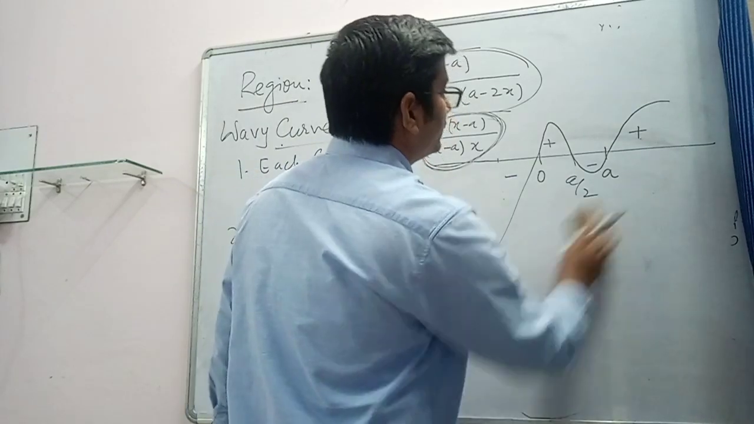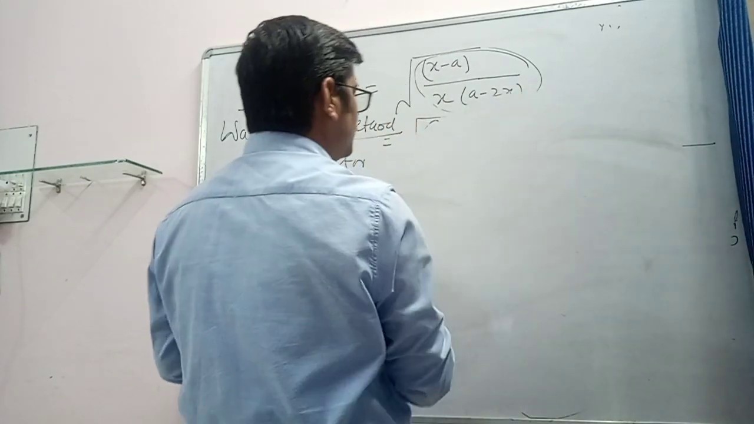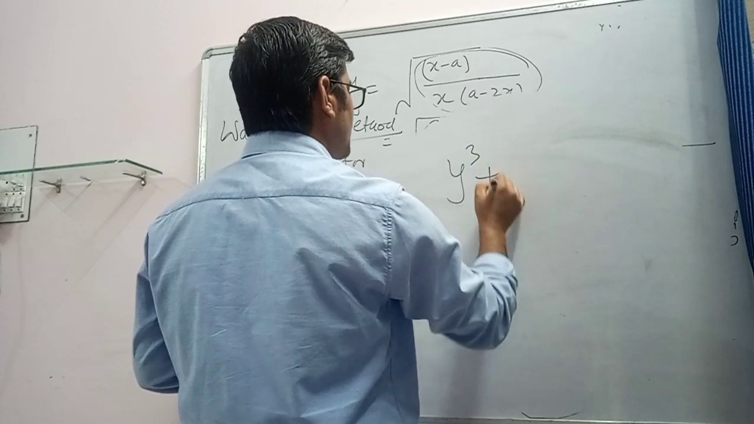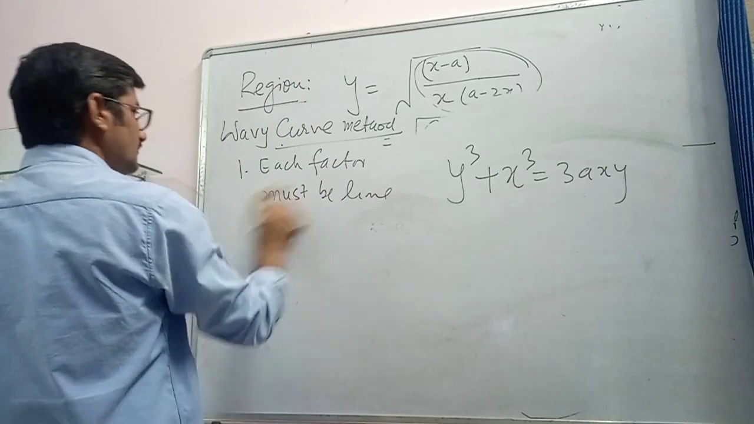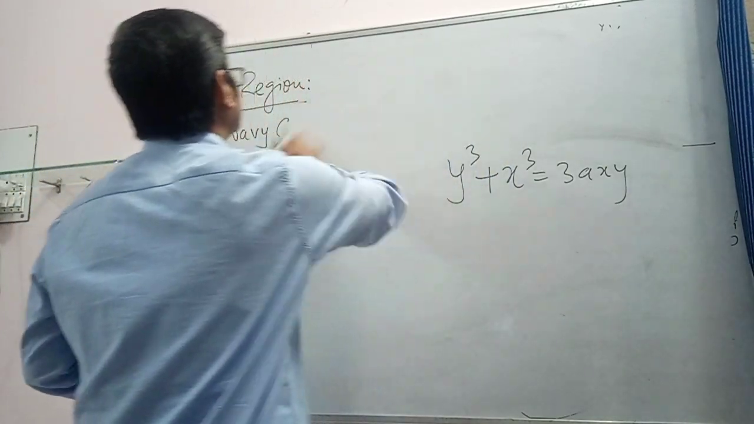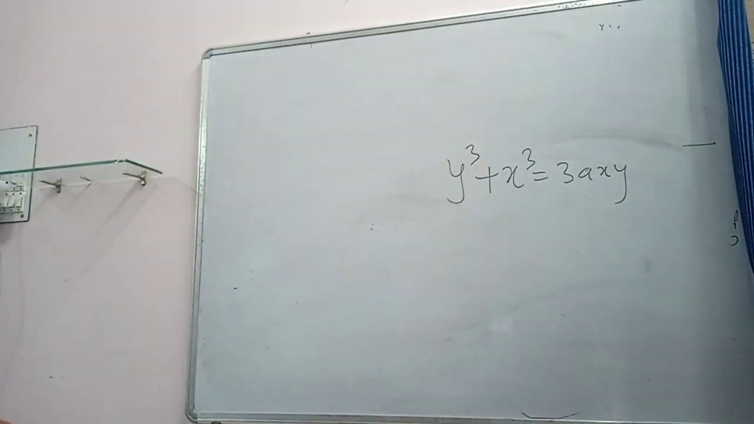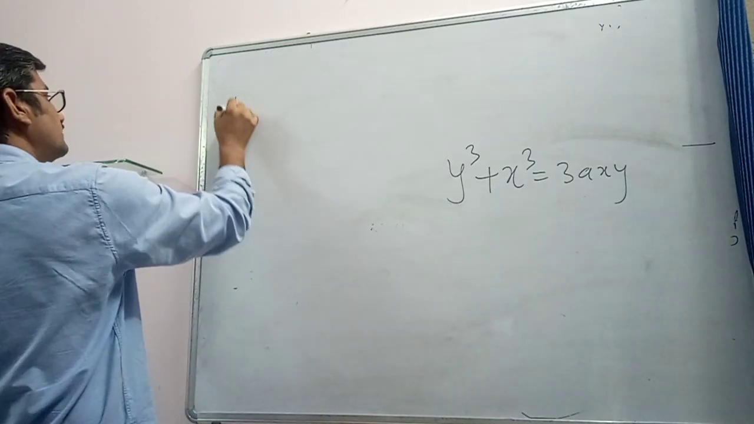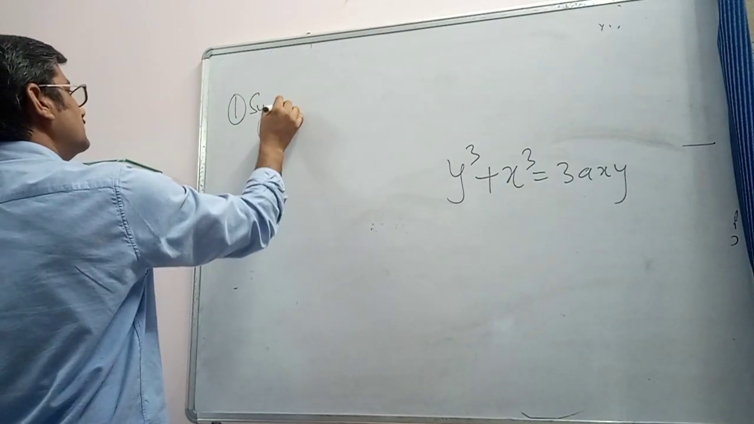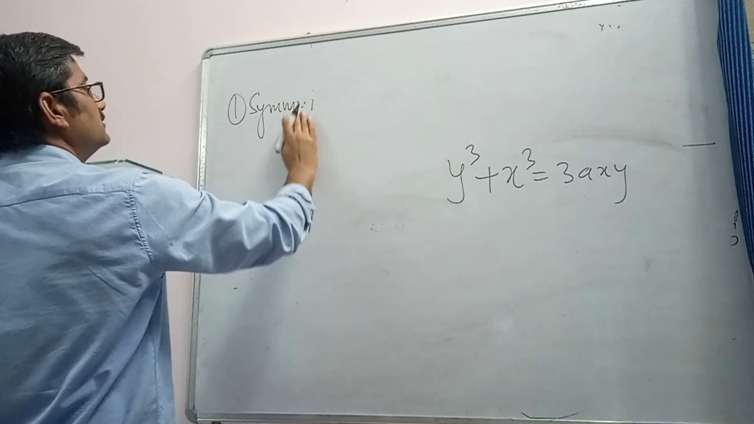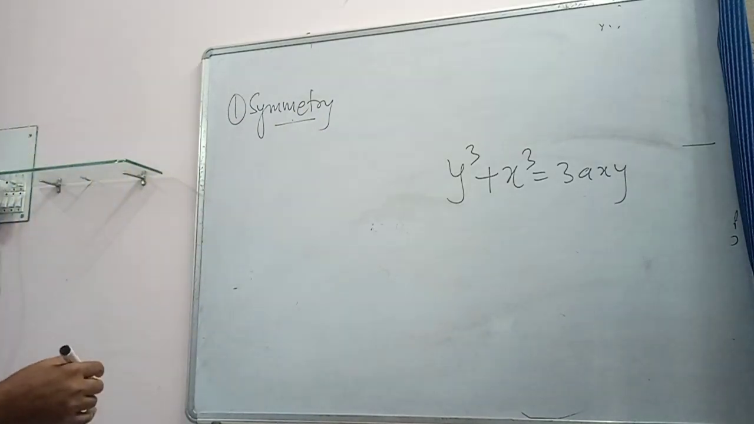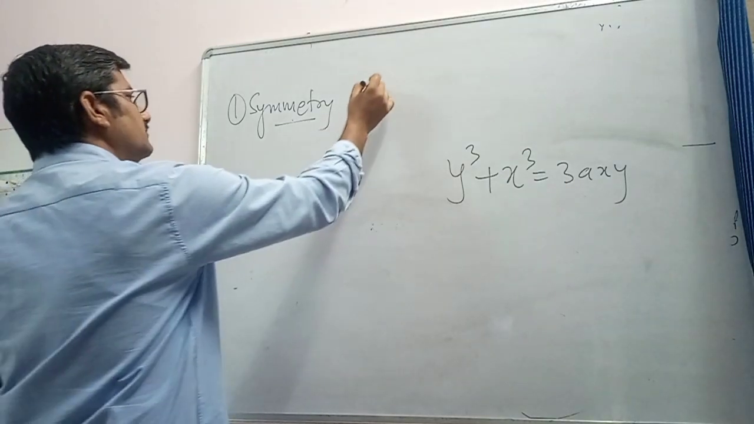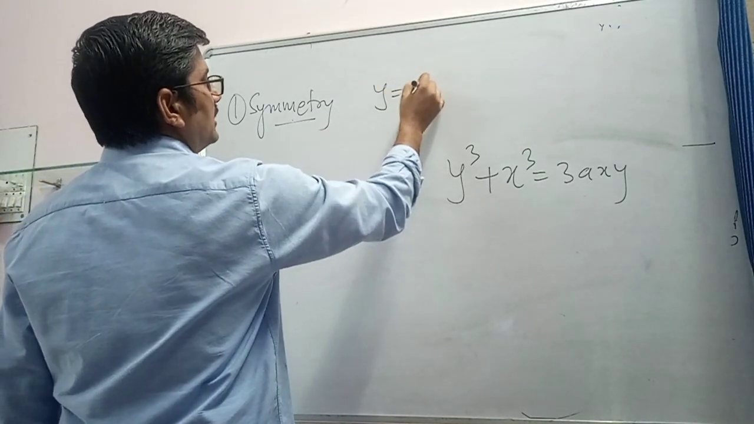curve. For example, y cube plus x cube is equal to 3axy. So the first point is symmetry. So we have discussed so far in this example, this has only one symmetry, symmetry about the line y is equal to x.